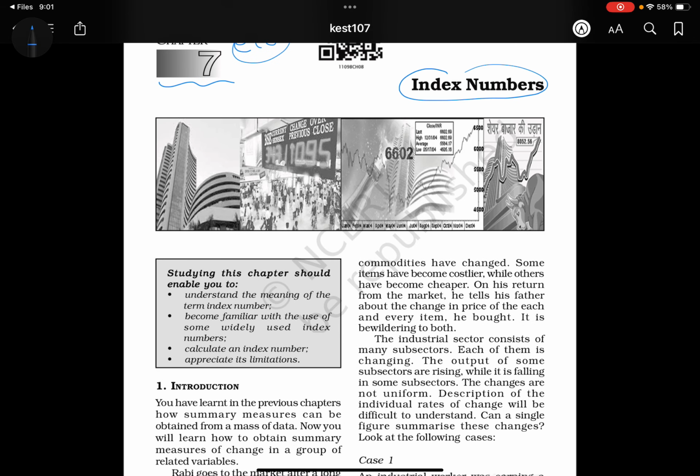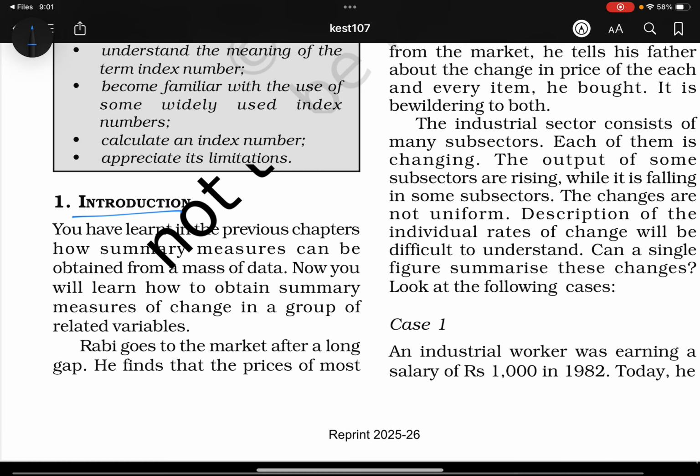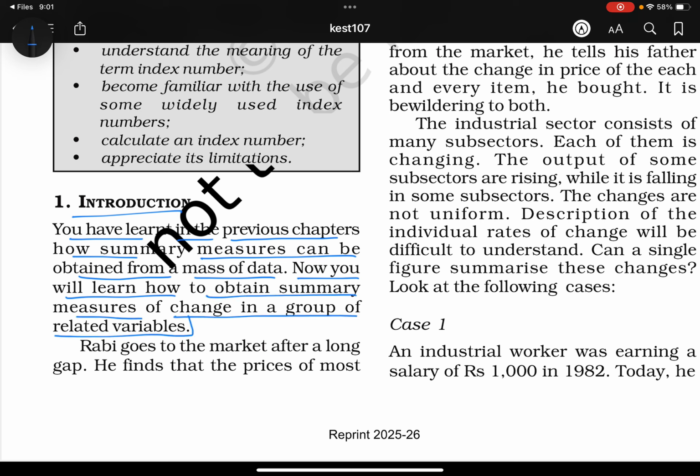चैप्टर नंबर 7 स्टार्ट कर रहे हैं, इंडेक्स नंबर्स। इसके बाद आ जाते हैं सीधा इंट्रोडक्शन। You have learnt in the previous chapters how summary measures can be obtained from a mass of data. Now you will learn how to obtain summary measures of change in a group of related variables.